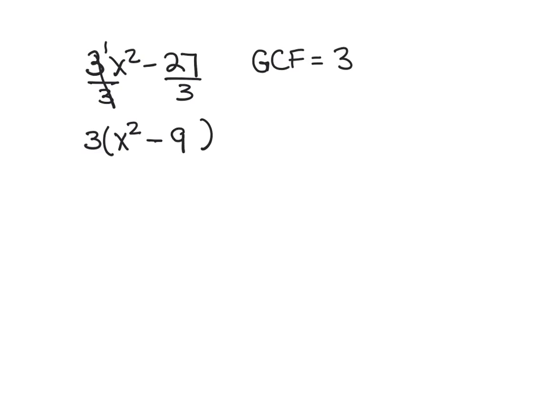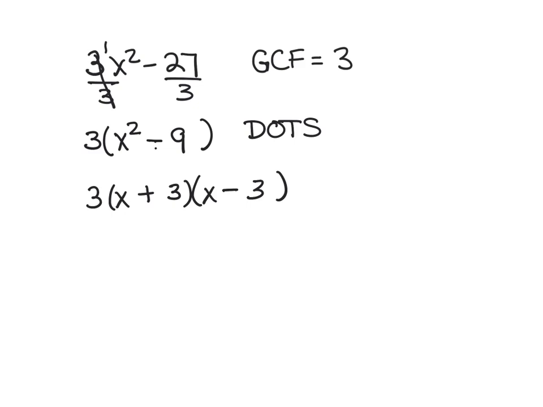Now, do you see what's inside the parentheses? We need to do the difference of two squares. So don't forget to copy the 3. The 3 is still part of your answer. But remember to split this up. You do x times x. For 9, you do 3 times 3. And because it's negative, we do one plus, one minus. And this is our answer.